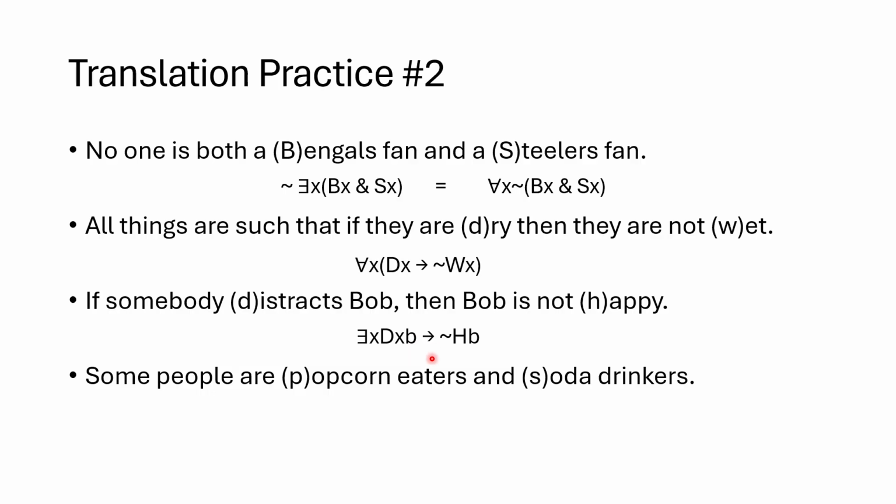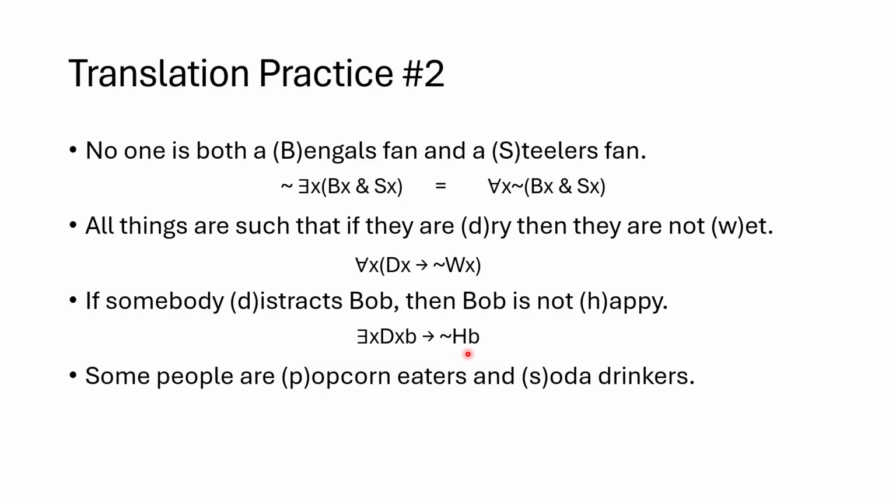Then if we look at our consequent, just like I was saying before, H is our one-place predicate because we have the is here. That indicates that this is a one-place predicate, not a relationship, because there's no object related to Bob here. Bob is just in a state of being unhappy. So if there exists somebody who is distracting Bob, then Bob is not happy.